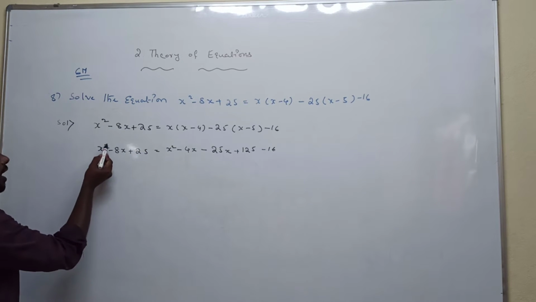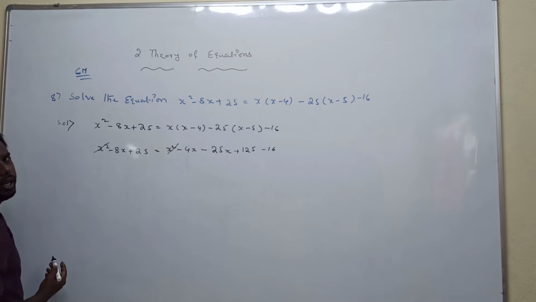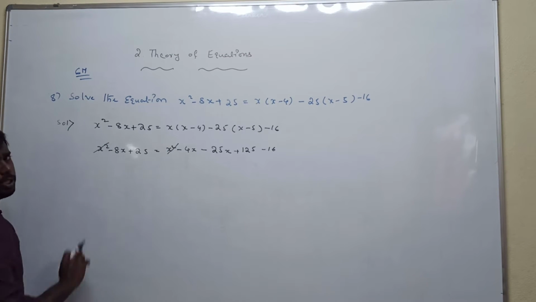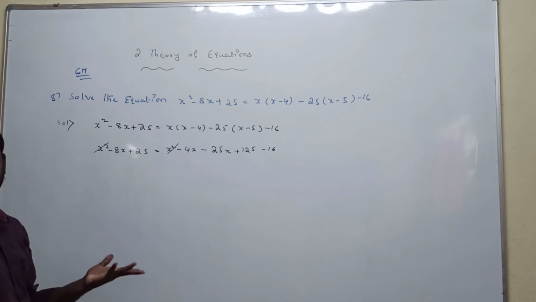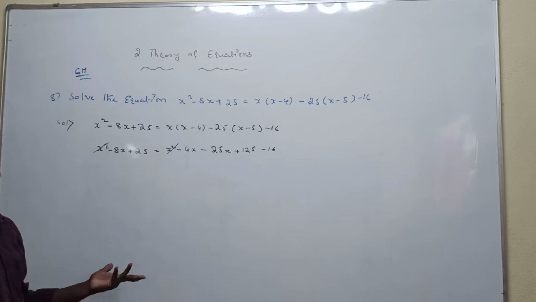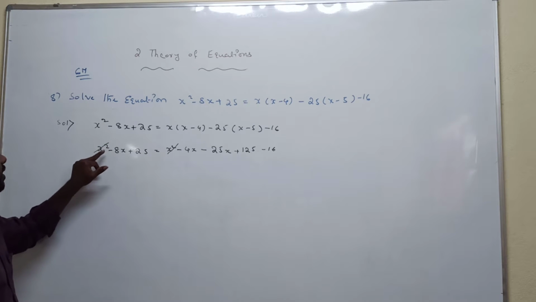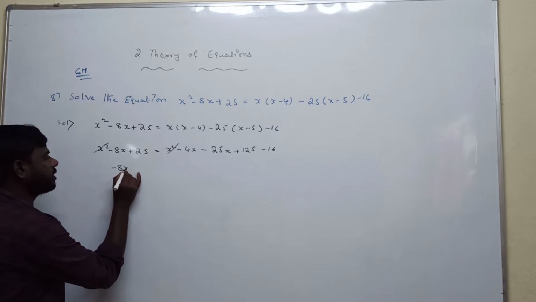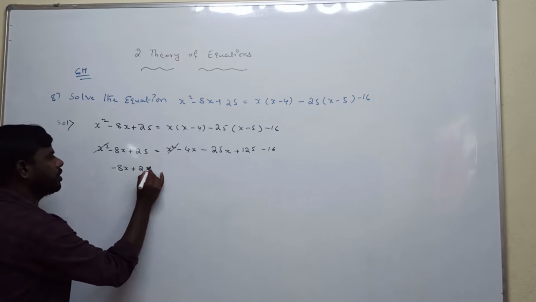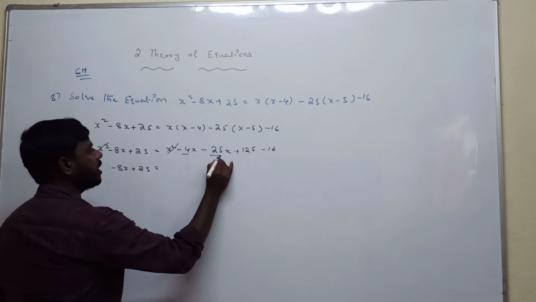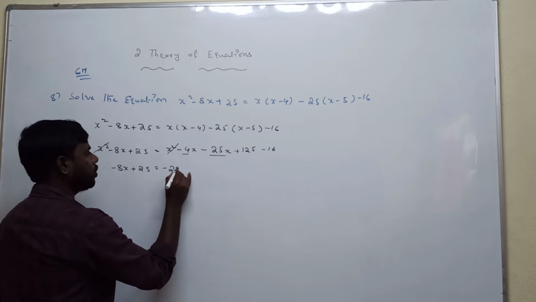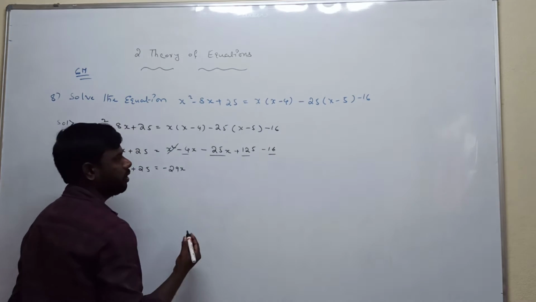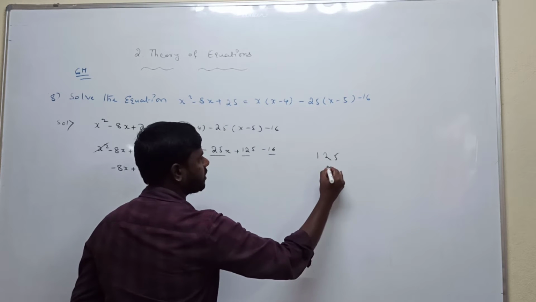Now on both sides x square and x square get cancelled. Both values are the same and the sign is also the same; plus x square minus x square is 0. That's why they directly cancel. Remaining as it is: minus 8x plus 25 is equal to minus 4x minus 25x, which is minus 29x, then plus 125 minus 16.